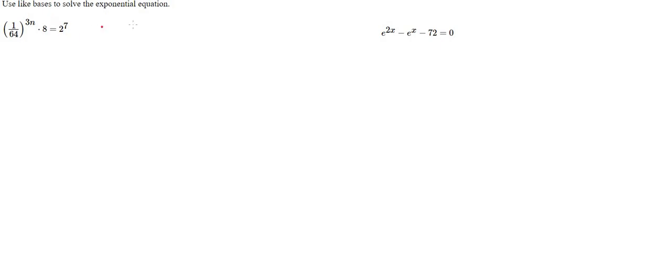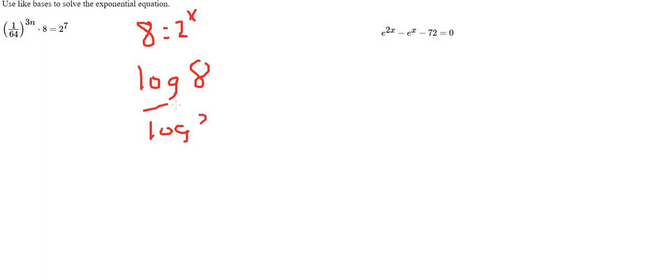Well, I do know that 8 equals 2 to what power here? We could use a calculator to figure this out by taking the logarithm of both sides. Like we could just do log 8 divided by log 2, and if you put that in the calculator, that's going to give us 3 as the answer, but you can probably do that. 2 times 2 times 2 is 3.